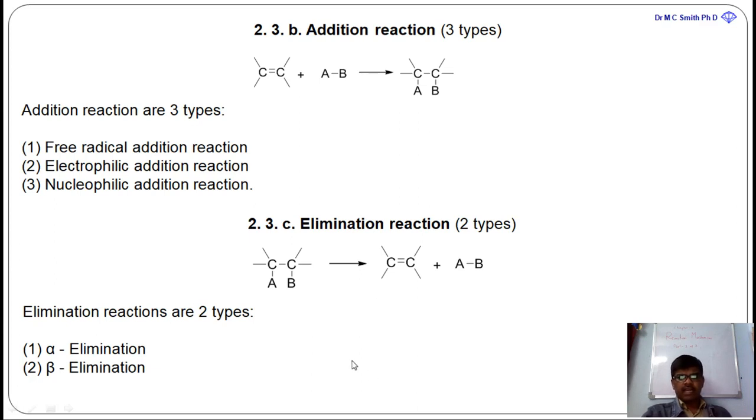And third one is elimination reaction. The name itself says that some part of a molecule is eliminated from its body or from its molecule. Some part of the molecule is eliminated, is known as elimination reaction. This elimination reaction is also two types: one is alpha elimination and second one is beta elimination. Good.